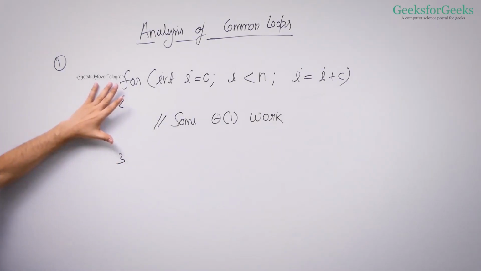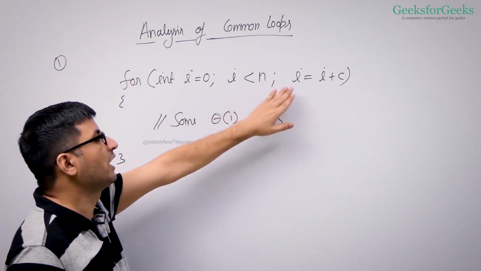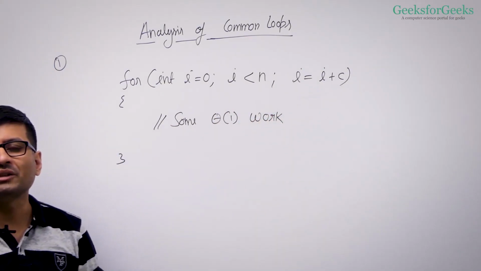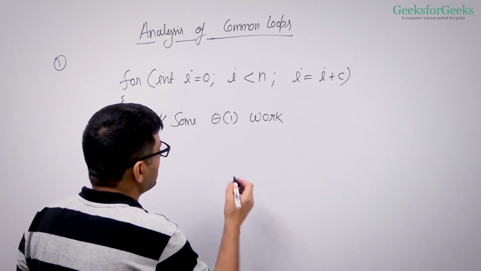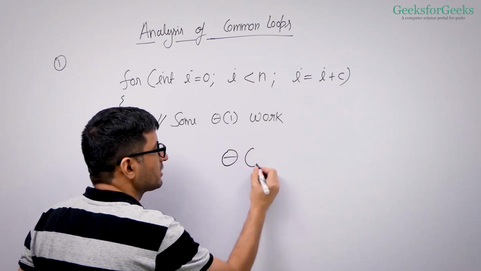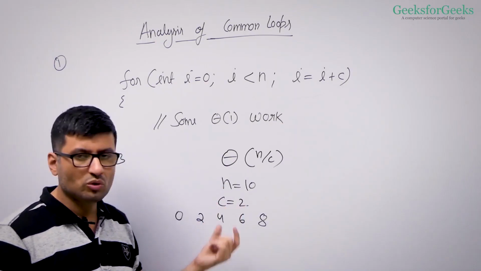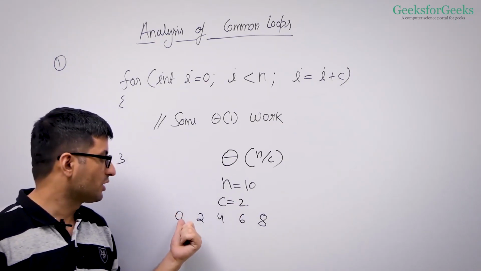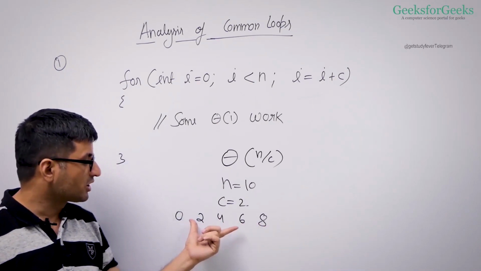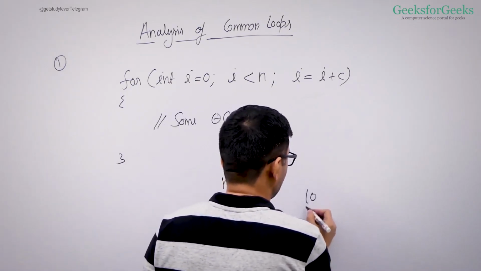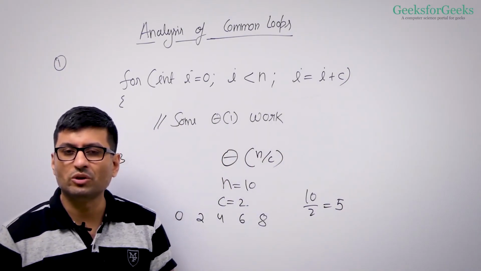Let us take a look at this loop. We have a loop for int i equal to 0, i smaller than n, i equal to i plus c. So how much time is this loop going to run? You can see that it's going to run theta n by c times, right? For example, let us take n equal to 10, c equal to 2. This loop will run for i equal to 0, 2, 4, 6, 8. So how many times does this run? 10 by 2, 5 times. If n is 11, then also it's going to run 5 times.